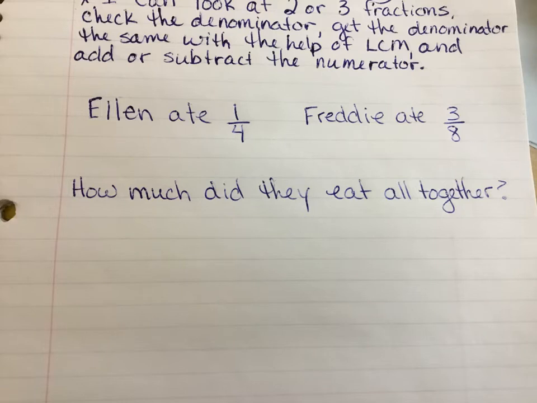All right, so Ellen, she started out strong here, and she ate 1/4 of a box of cereal. Well, then her brother Freddie came in, and he ate 3/8 of a box of cereal. So we're going to answer the question of how much did they eat all together. When I see all together, of course, I'm going to be adding when I'm trying to put the 2 fractions together.